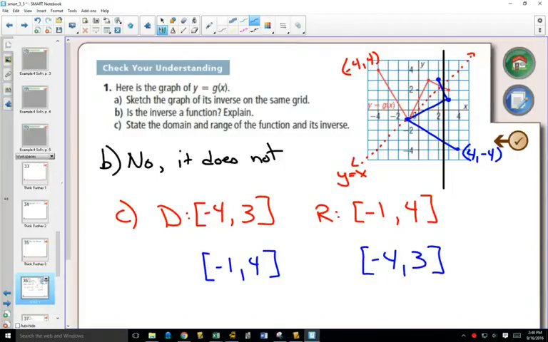What do you notice? They're just the same switched. Because your domain is your x values, your domain becomes your y values. And your range was your y values, they now become your x values. Because the big thing about inverses is that the x and y's just switch.